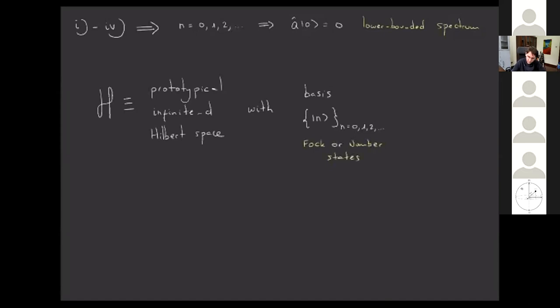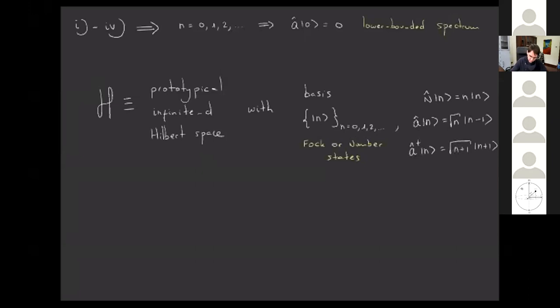Okay. And they are defined by the following properties. They are eigenstates of the number operator, and the annihilation operator allows us to run through the spectrum downstairs. So they connect n minus one with n, and the a dagger operator, so the creation operator, allows us to run the spectrum upstairs.